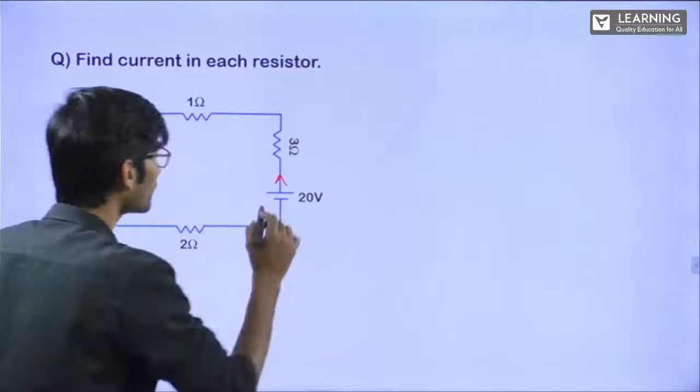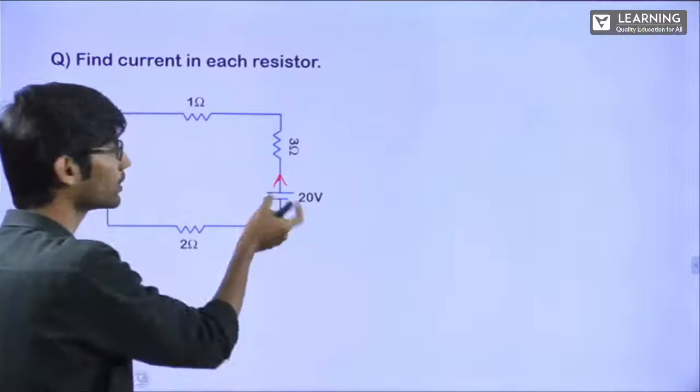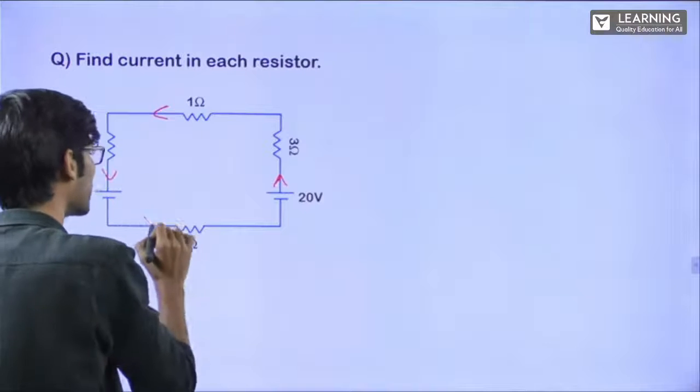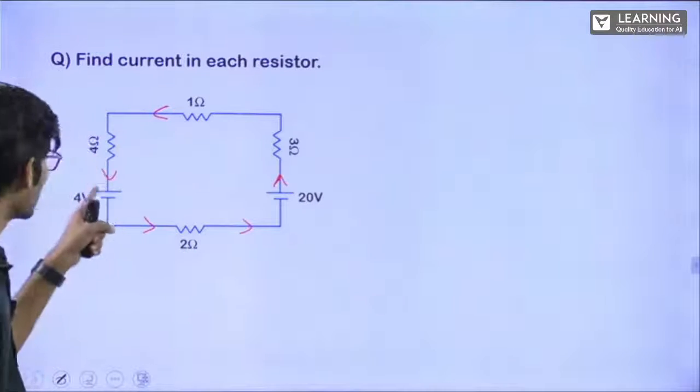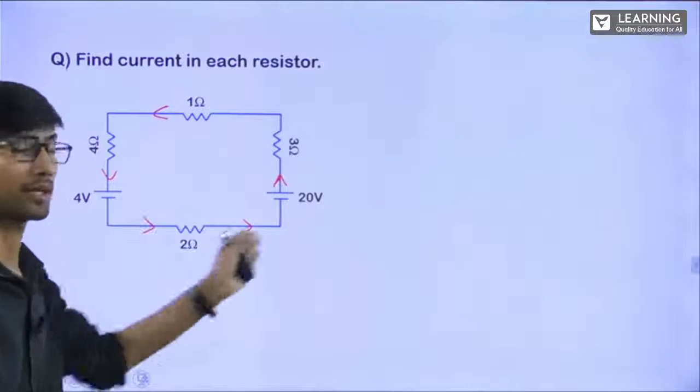Now this is the current. Why am I taking out current from here? Because this is the bigger battery, this is the smaller battery. Ultimately, in the entire circuit, the current will be like this only. You can draw from here also. You will get the current as negative. So that means the direction of current is like this.